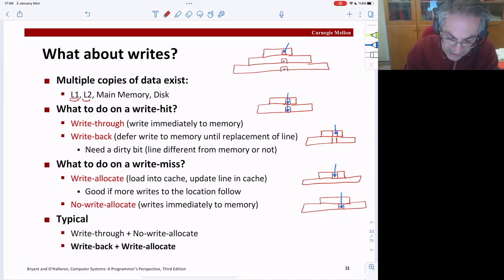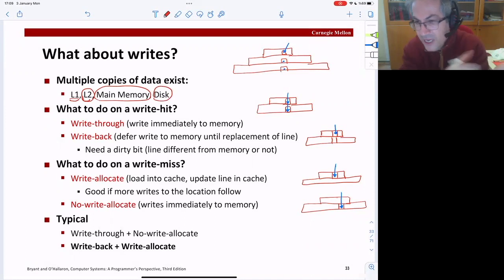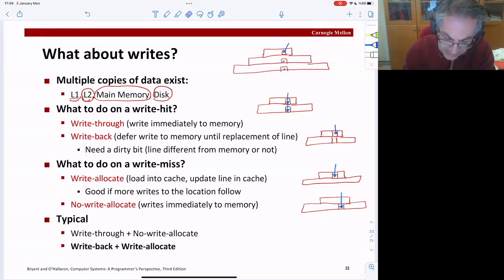We have a copy in level one cache, we have a copy in level two, we have a copy in main memory, and we may also have a copy on the disk. So we are basically duplicating, photocopying things, and when you update it, the update should be done to ensure that it's all coherent. So we will now discuss the strategies to handle this in the cache context. First, what do we do when we have a write hit?